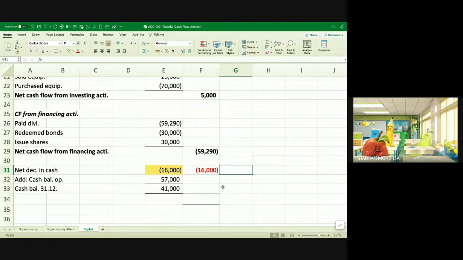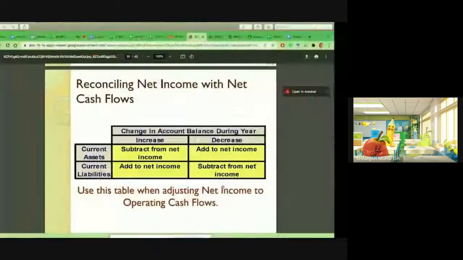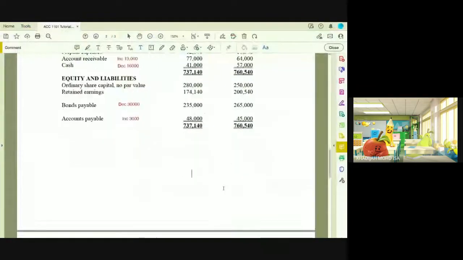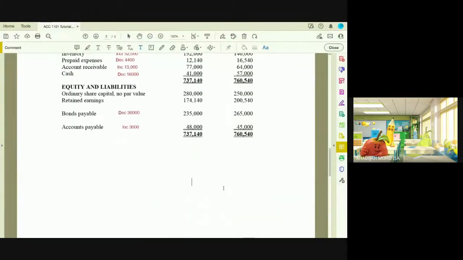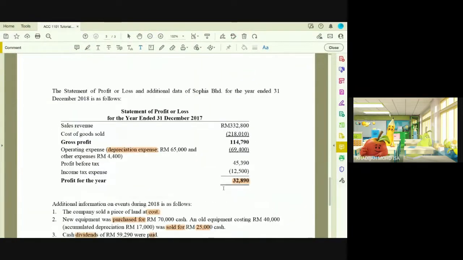So double check on that. If you get the right answer, then you know that at least you are on the right track. Okay? Right. So let's go into the next question. Any question? All right. Question number 2, you have the second part.